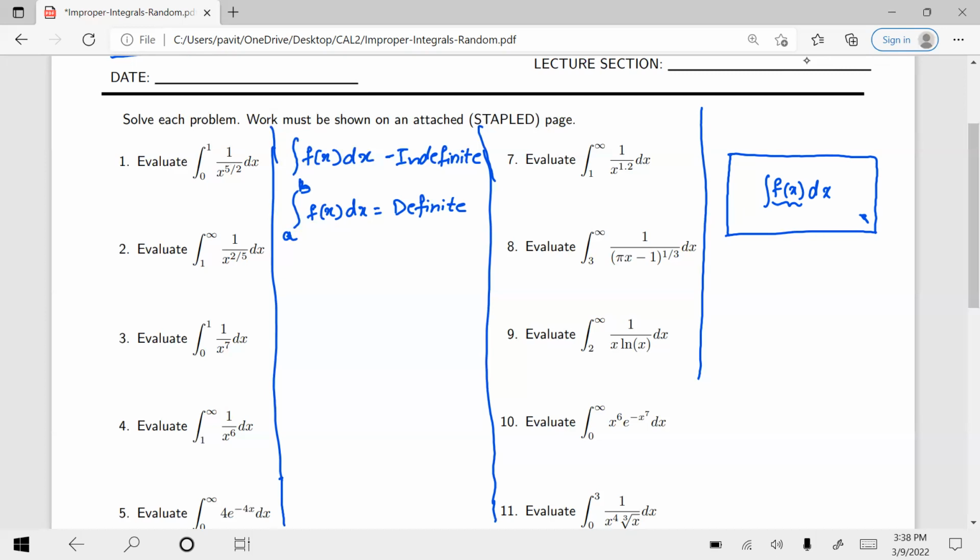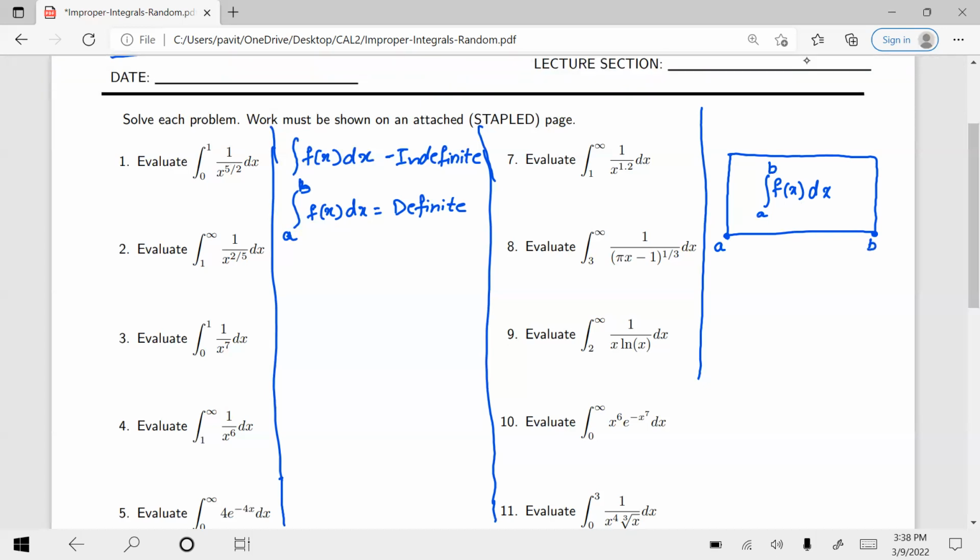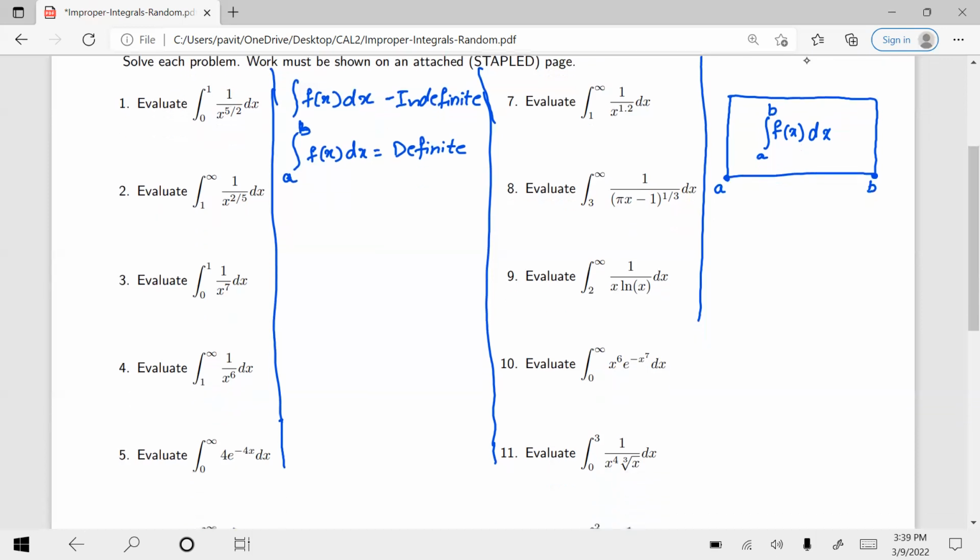Now, when I introduce limits to this integral, that is from a to b, that becomes a definite integral, right? So the meaning of this is I'm going to find the area between the points a and b. That's the meaning.